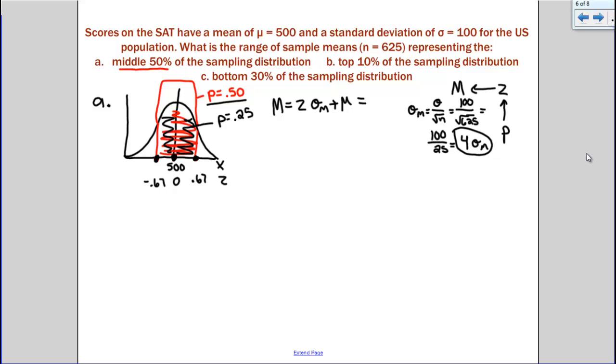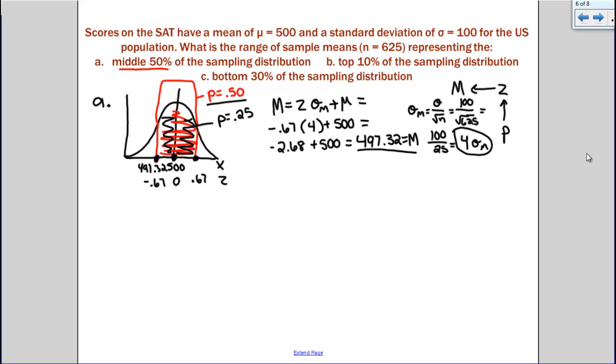So now let's plug in our values. For this first, let's go with the low end first. Negative 0.67 is z times our standard error of 4 plus our population mean of 500. Negative 0.67 times 4 gives you negative 2.68. And negative 2.68 plus 500 gives you a mean of 497.32. So that's the mean on the low end of the middle 50%. 497.32 right there.